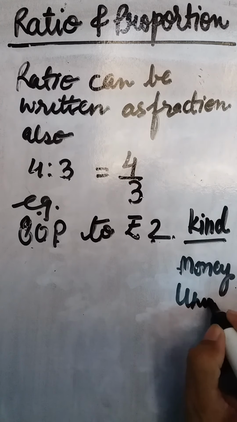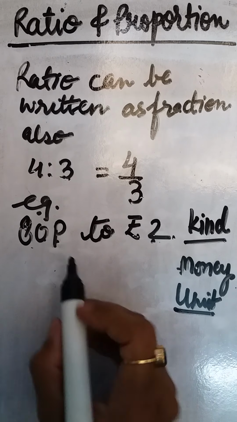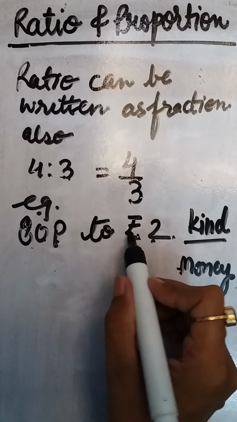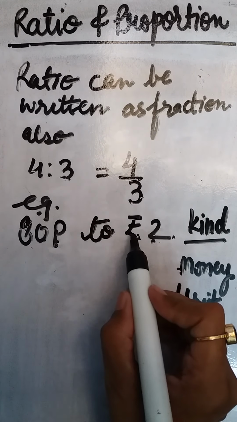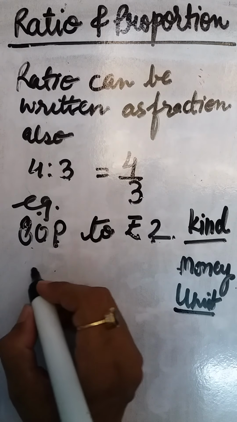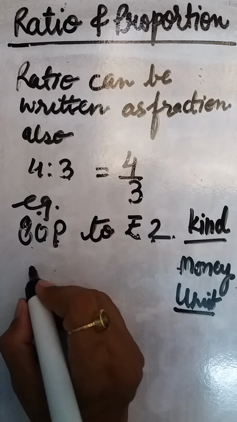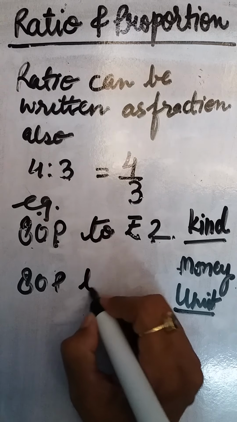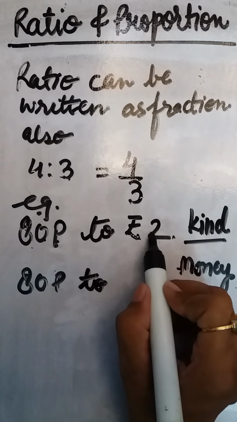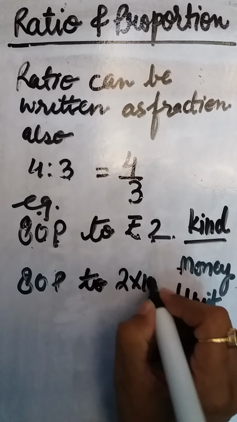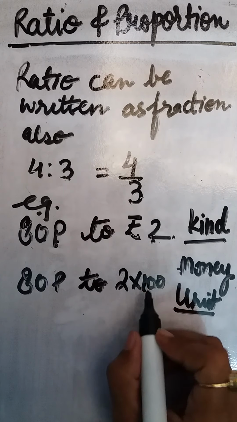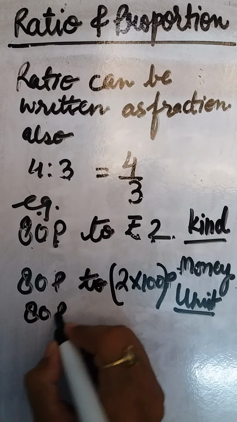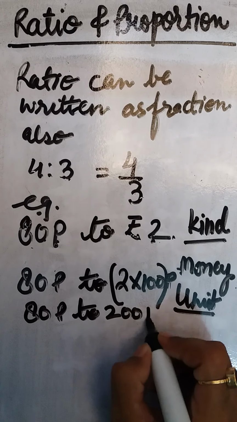Now unit should also be same. We have to make them equal. If they are not equal, we will convert this 80 paisa into rupees, or we can also convert this 2 rupees into paise. Any one thing we can do here. So we have changed this rupees into paisa. So this will be multiplied by 100, because we know 1 rupee equals 100 paisa. So it will be 80 paisa to 200 paisa.